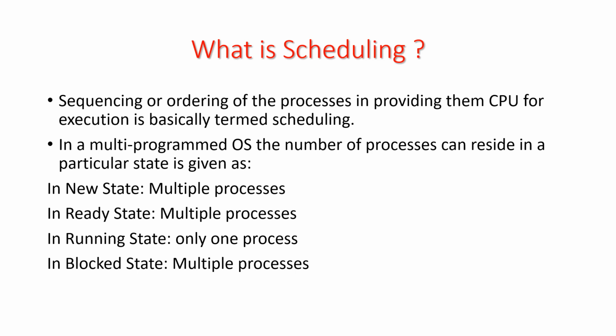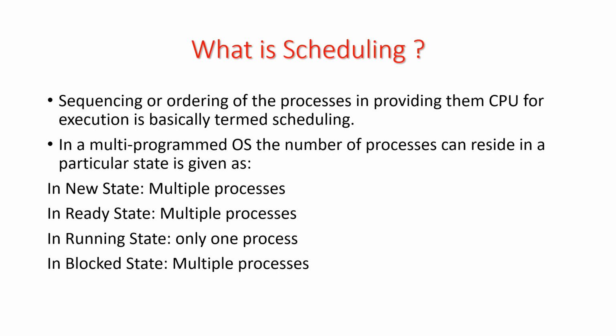In this video lecture, I am going to discuss scheduling. What is scheduling? Scheduling is the sequence or the order in which the processes get the CPU for execution. The sequencing or ordering of processes in providing them the CPU for execution is termed as scheduling.